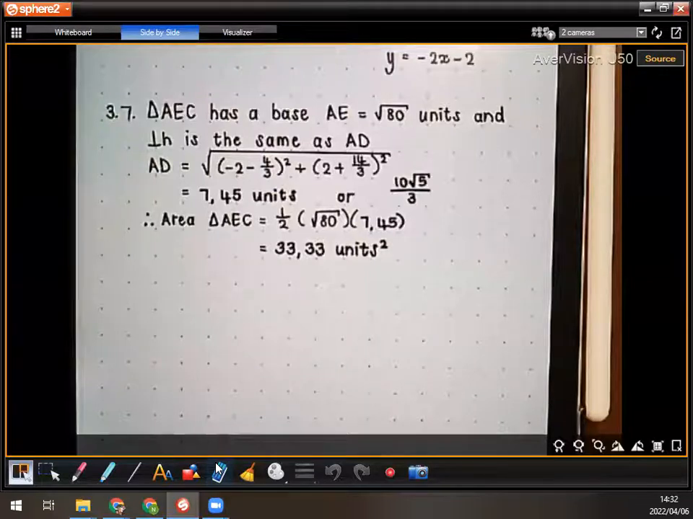So then I calculated AD just using the coordinates of A and the coordinates of B and the distance formula there. And then from there, I'll use my area of the triangle formula, half base times perpendicular height. And then I just type that in and yeah, got the answer on the top.